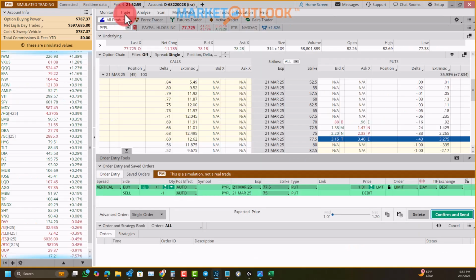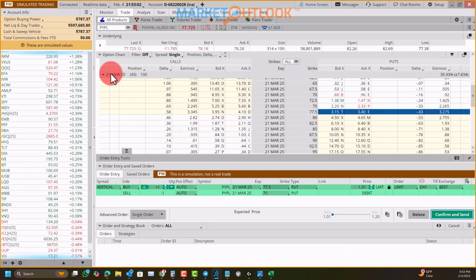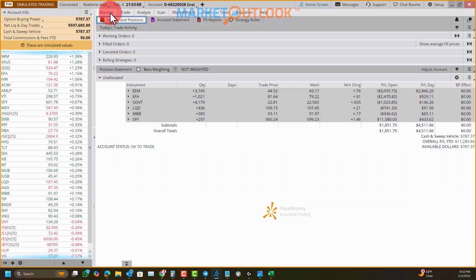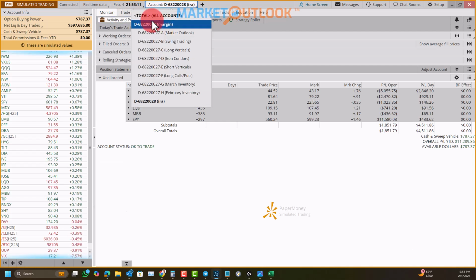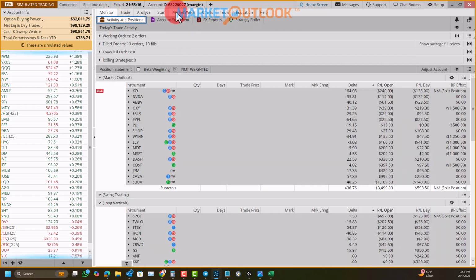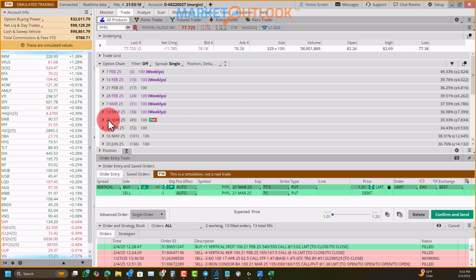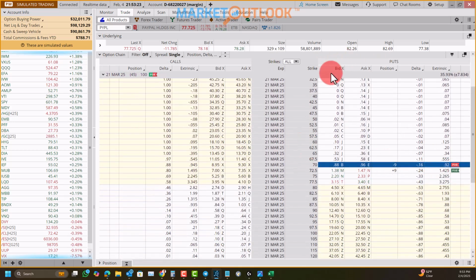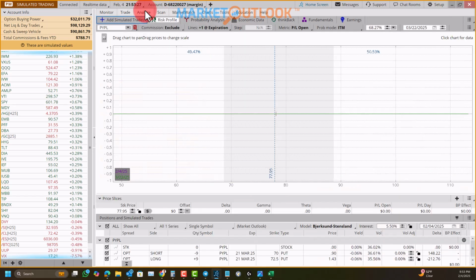So what I decided to do is a long put vertical spread for March expiration. Looks like the trade didn't fill. Didn't fill for me. Oh, here it is. Sorry, I'm in the wrong account. If you take a look here at the PayPal, there we go. There's our trade. You can see I did the low 20s on the delta. So we sell the 90, buy the 92.5.